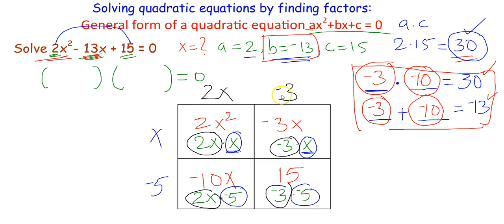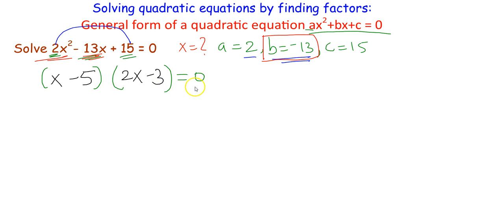Those are the two linear expressions which are the factors of the given quadratic equation 2x square minus 13x plus 15. So you can either write this one first or x minus 5 first. Anything is fine. So let me go ahead and write x minus 5 times 2x minus 3 is equal to 0.